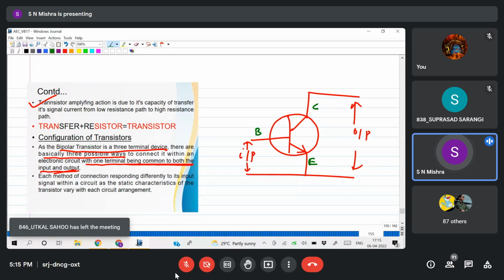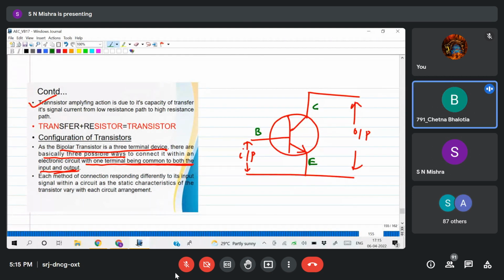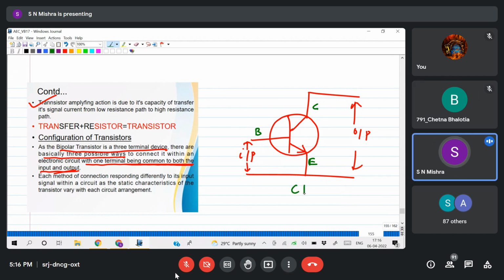Look at the figure and tell me. The base and emitter. And output? Collector and emitter. So which terminal is common between input and output? Emitter. That's why it is called the common emitter configuration. CE means C for common, E for emitter. Also you can say common emitter mode or configuration, anything you can take.